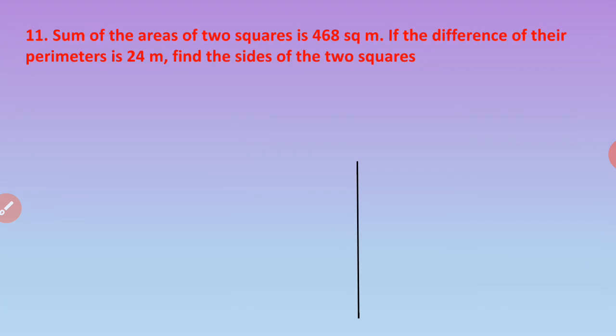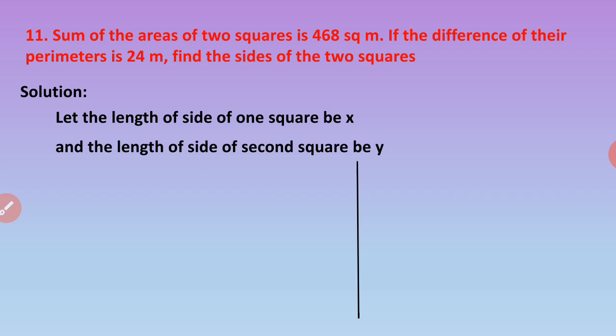Now, the sum of the areas of two squares is 468 square meter. If the difference of their perimeters is 24, find the sides of the two squares. Now you have two squares. Let me consider the length of one side of one square to be x and the length of the sides of the other square to be y.